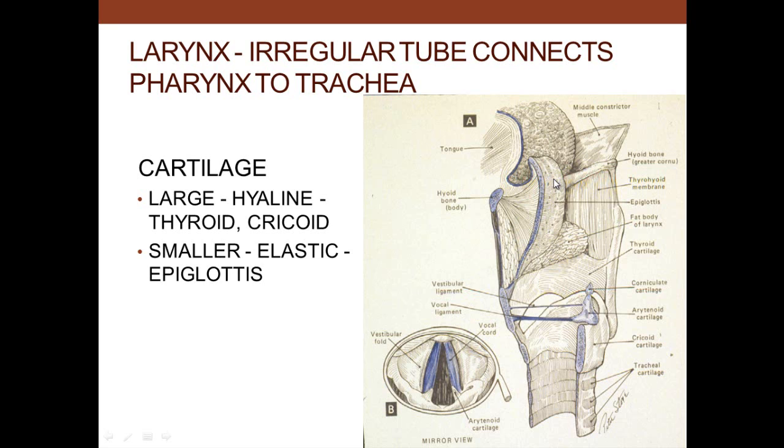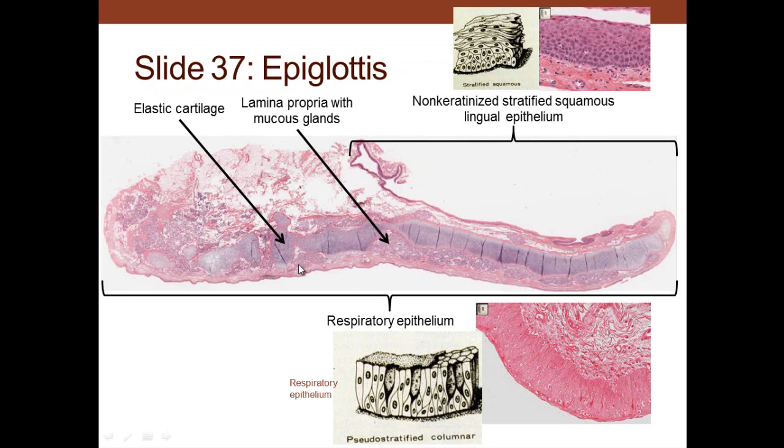This is the epiglottis, and these are different cartilages. This is the thyroid cartilage, as we saw here, a cricoid cartilage that we see there, and a tracheal cartilage that we see. So these are hyaline cartilage. However, the epiglottis itself has elastic cartilage, so it can be pliable.